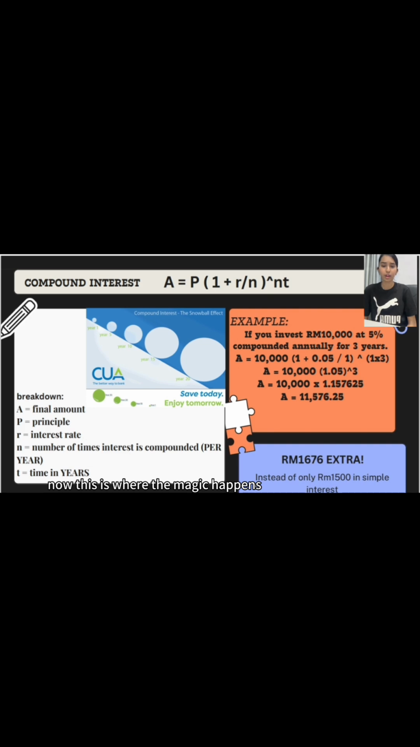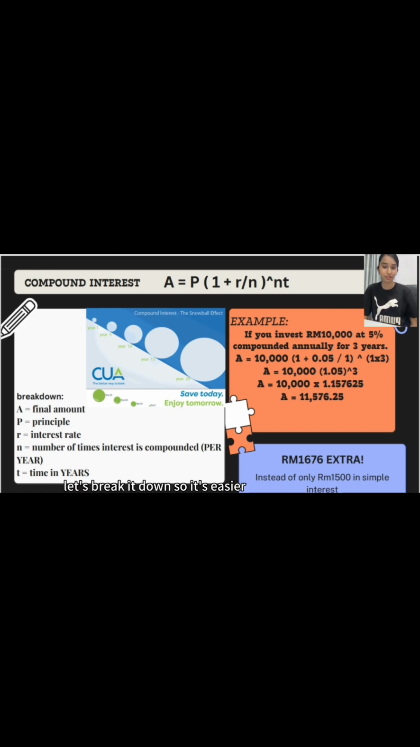Now, this is where the magic happens. Compound interest is like a snowball. Once it starts rolling, it just gets bigger and bigger on its own. Instead of just earning interest on your original amount, you also earn interest on the interest you already made. That's right, your money works for you. The formula looks a little fancy, but trust me, it's worth it. So the formula is A equals P(1 + R/N)^(NT).